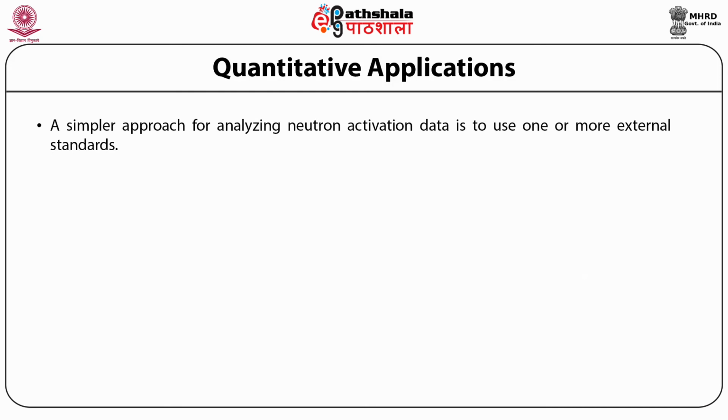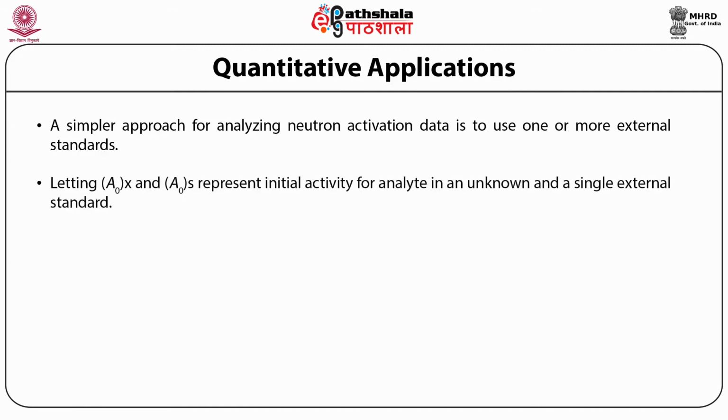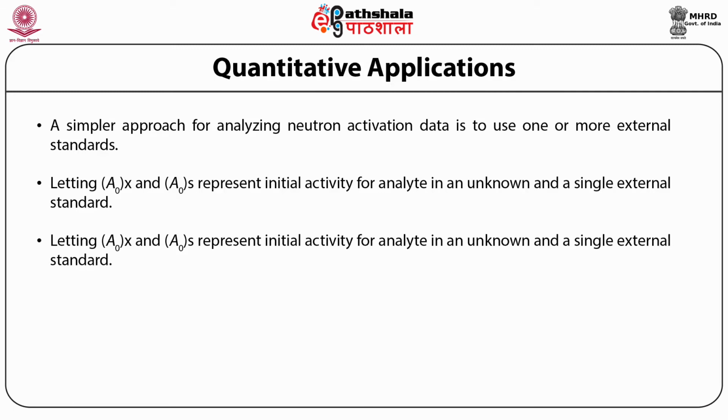A simpler approach for analyzing neutron activation data is to use one or more external standards. Letting A0x and A0s represent the initial activity for the analyte in an unknown and a single external standard, and letting W and WS represent the weight of analyte in the unknown and the external standard, gives a pair of equations that can be solved to determine the mean of analyte in the sample, as shown in equations 6 and 7.